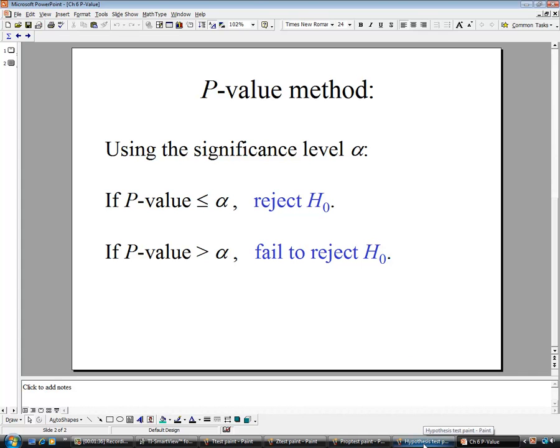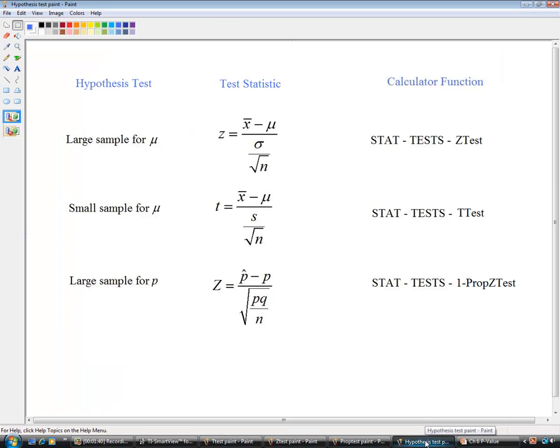Now, these are the three different types of hypothesis tests that we did. These are the three different test statistics that we used. And these are the three calculator functions that you can use to produce the test statistic along with the p-value.